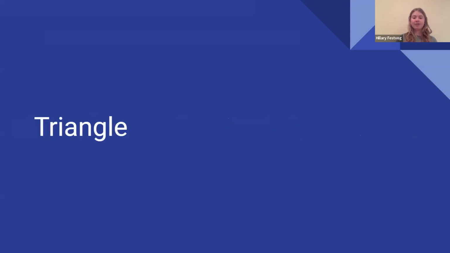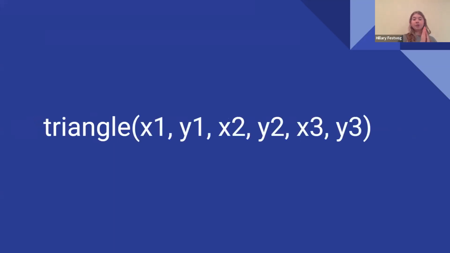For a triangle, you write out the word triangle, and then you write out each individual coordinate. So x1, y1 would be the top spot. Then we have x2, y2, which is another point on the triangle. And then x3, y3 is another point on the triangle. So you're putting each individual placement for the triangle.